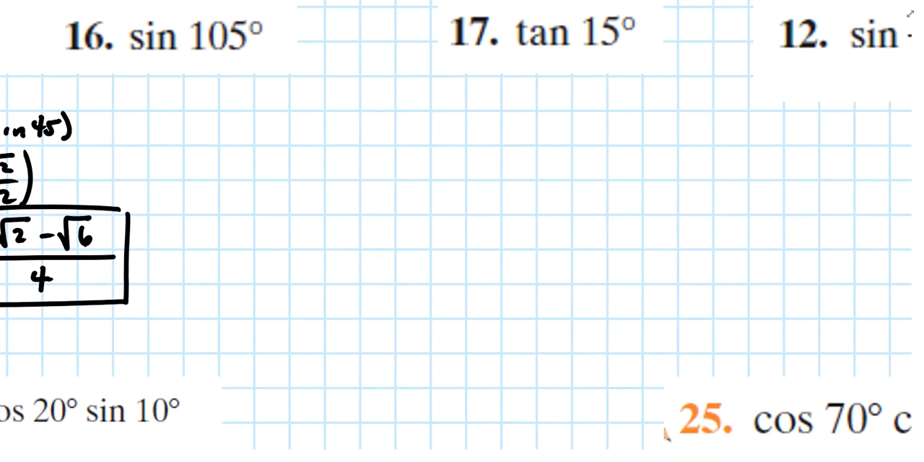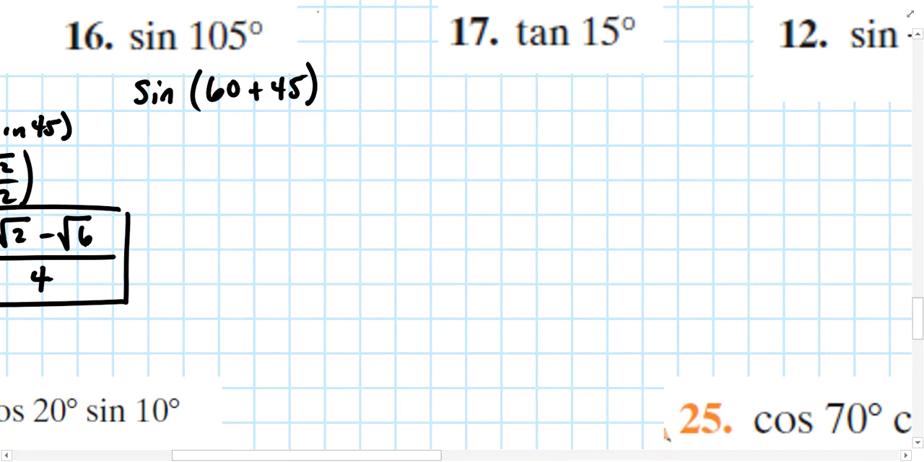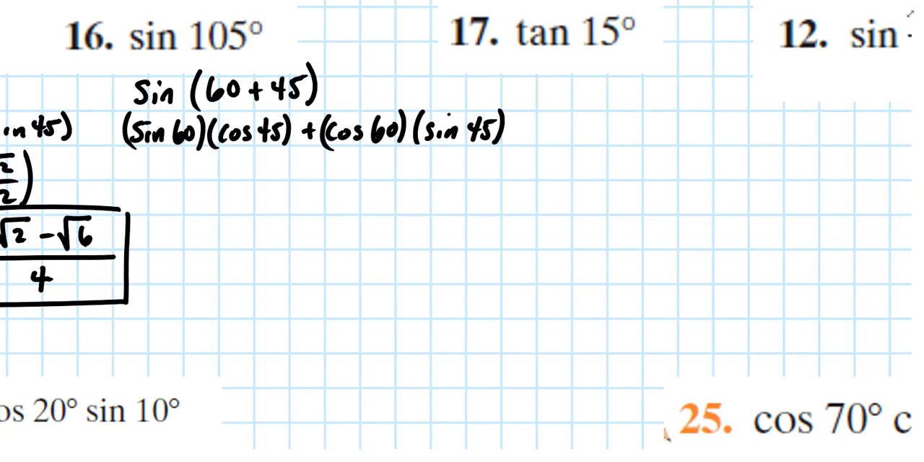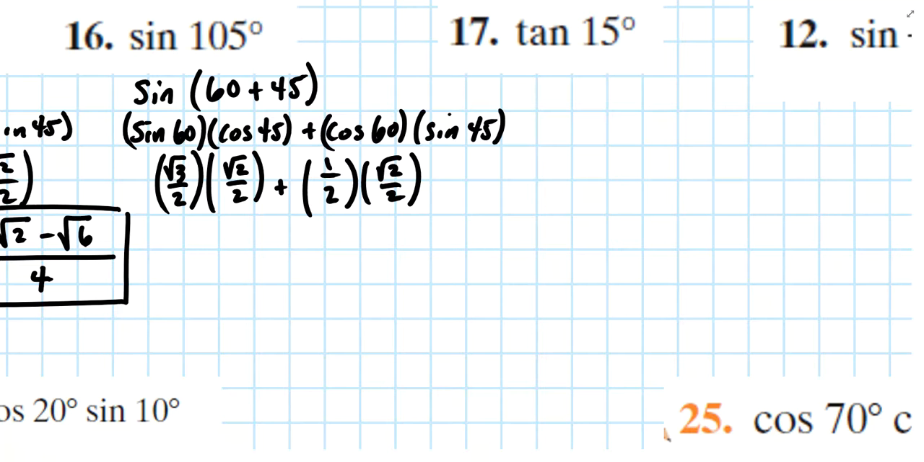For number 16, we can do much the same work here. I'm going to consider 105 as 60 plus 45 because, again, these two angle measures are well known inside of our unit circle. Now, using the sum identity for sine, we've got sine of alpha times cosine beta plus cosine alpha times sine beta. And that's the way our sum identity works. And after we use the unit circle to evaluate each of these four expressions, we see the following.